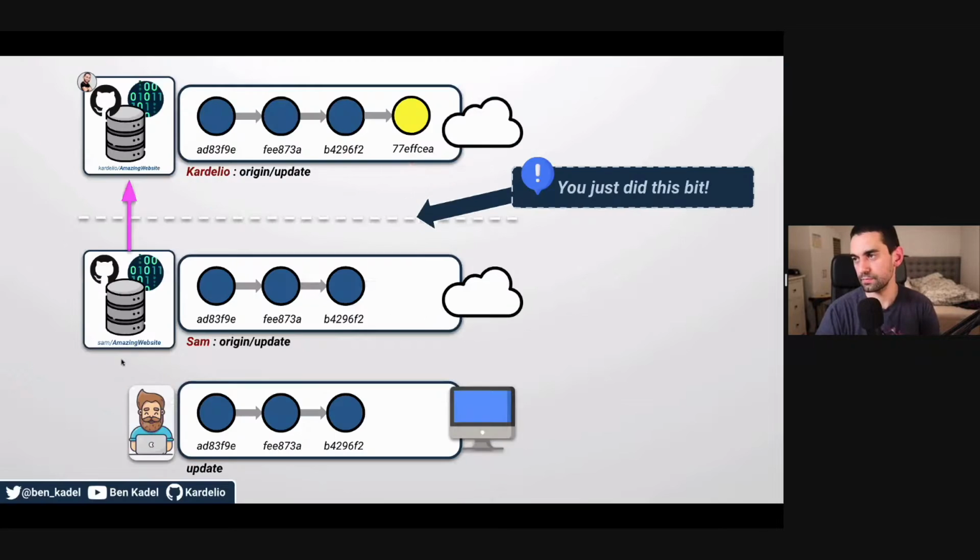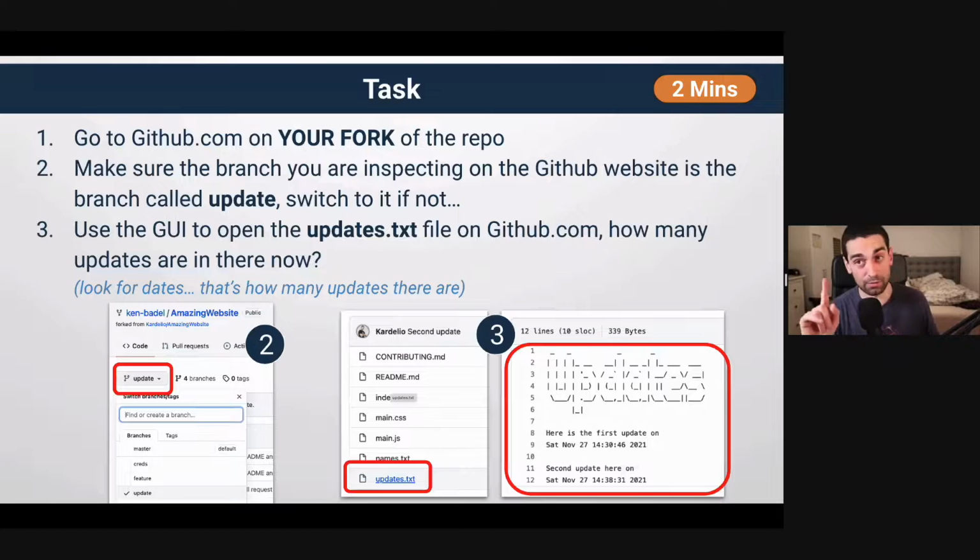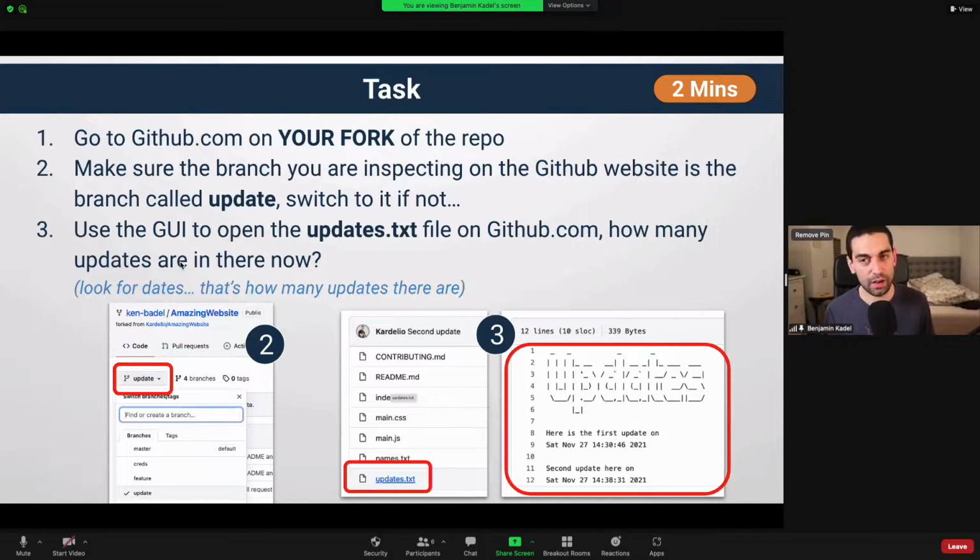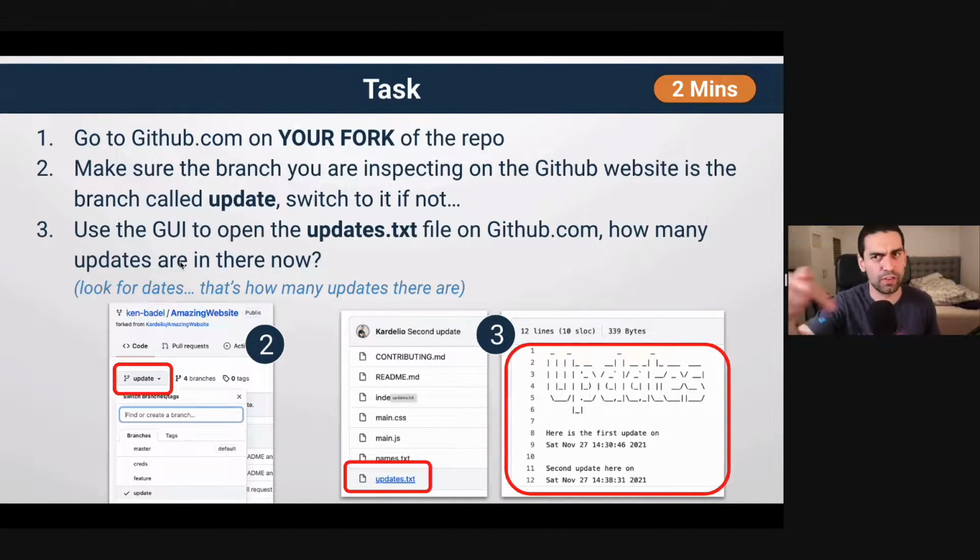Okay. So, as I said, you've just done this bit of the diagram. You simply had your fork look at my fork, saying, what's changed? Give me them updates. And it did just that. Now, the next task is for you to prove it to yourself. I love proving things to you by you proving it to yourself.